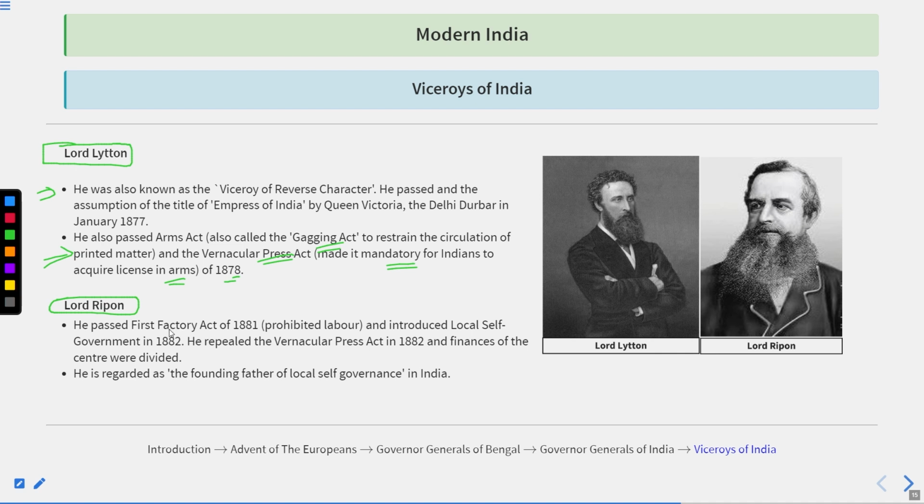Thereafter, Lord Ripon. He passed the First Factory Act of 1881 that prohibited child labor and introduced local self-government in 1882. He repealed the Vernacular Press Act in 1882 and the finances of the center were divided. He is regarded as the founding father of local self-government in India also.